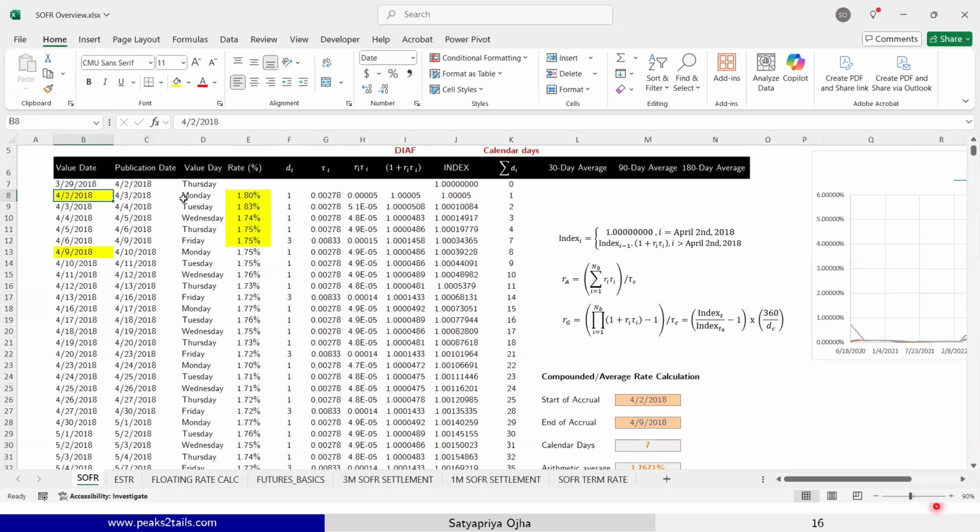This particular day is a Monday, and the rate was 1.8%. That is the first SOFR rate that was published back in April 2018.